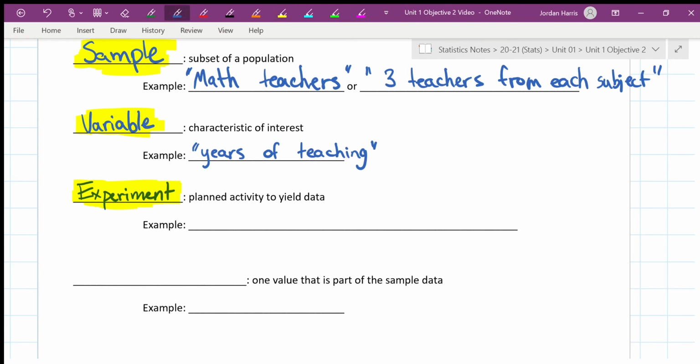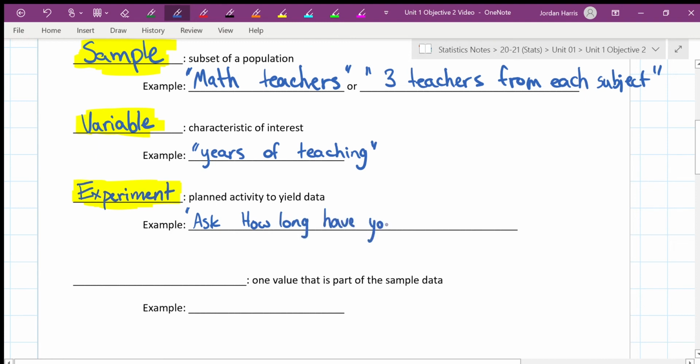Okay, so in our example we've been talking about, the years of teaching of teachers at Clovis North, we would go ask, how long have you been teaching?